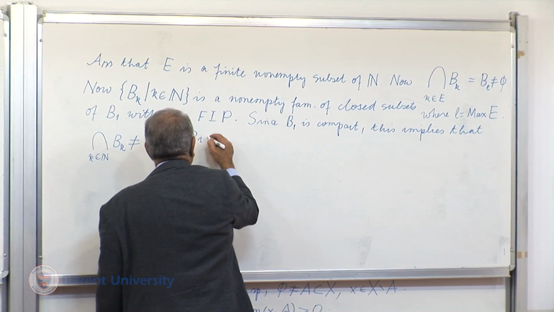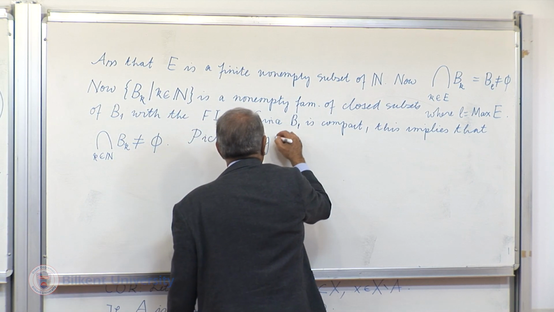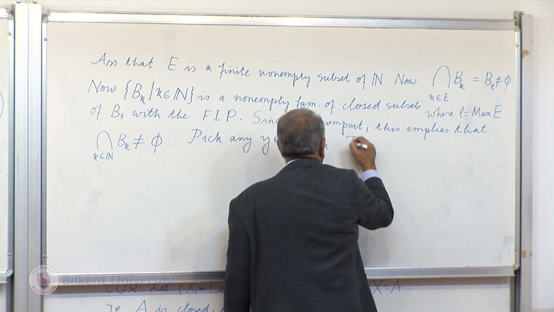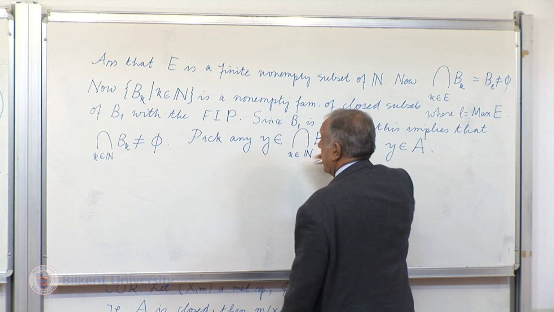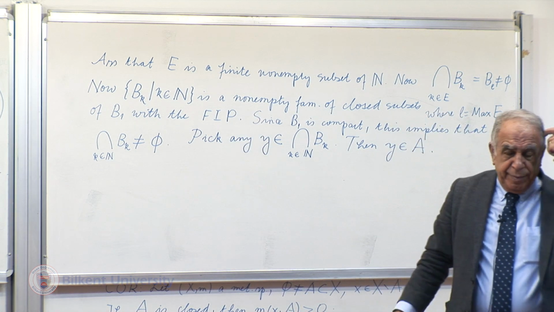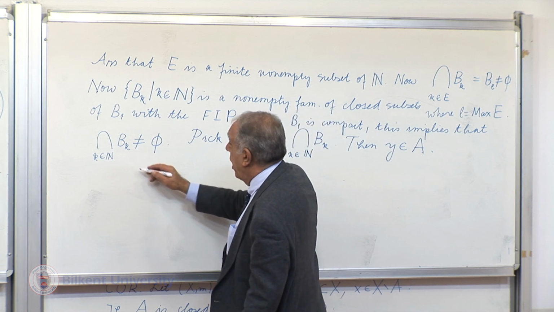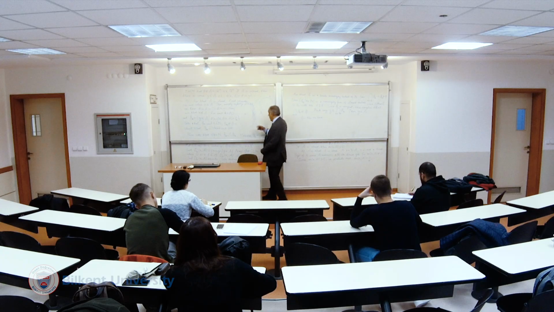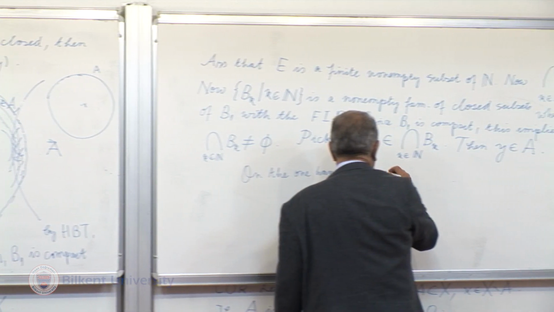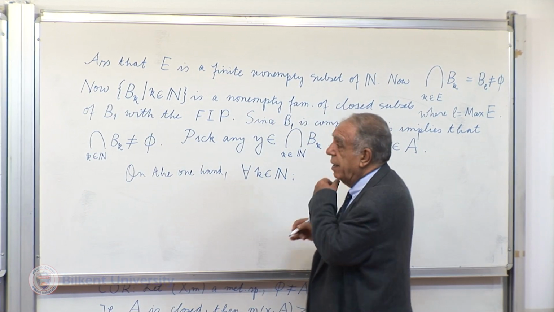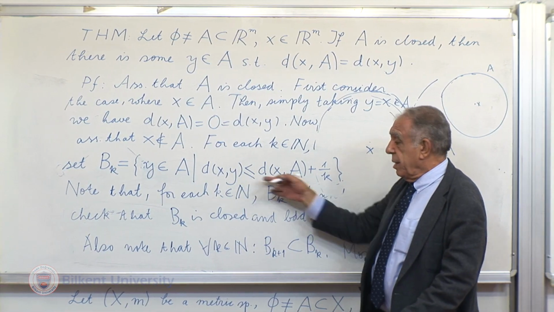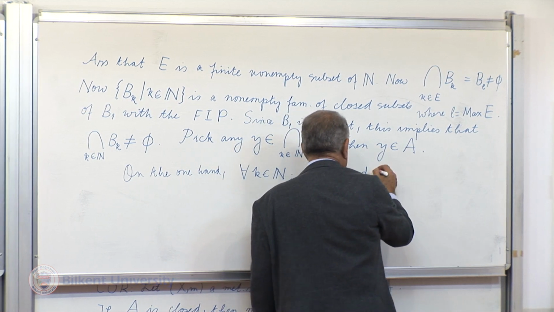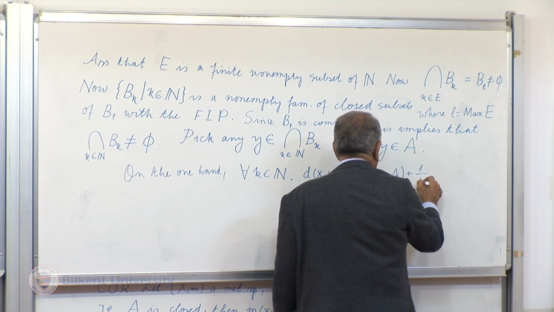Now pick any y in this intersection. Well, then, firstly, y is in A, because these sets are all subsets of cap A. Okay? On the one hand, by definition of these BKs, for all k in N, we have that y is in BK, so y satisfies this inequality. dxy is less than or equal to dxA plus 1 over k.